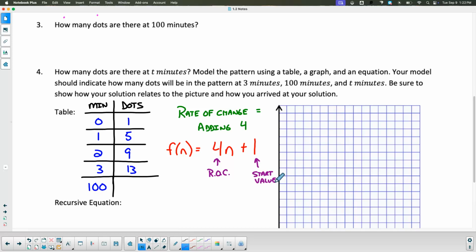Now it's very easy to plug in how many we need at 100 minutes, because now I can just find f of 100. I can plug 100 into my equation here. 4 times 100 is 400, plus 1 is 401 dots.